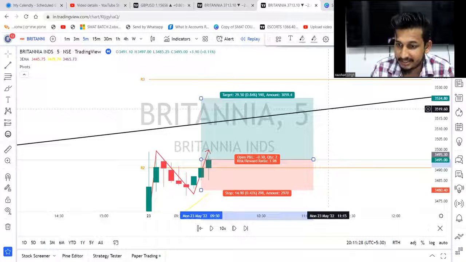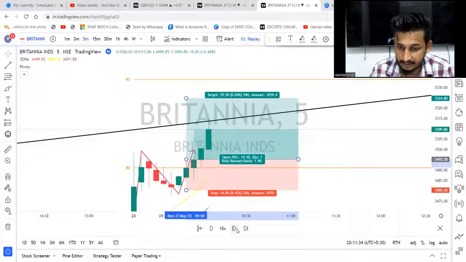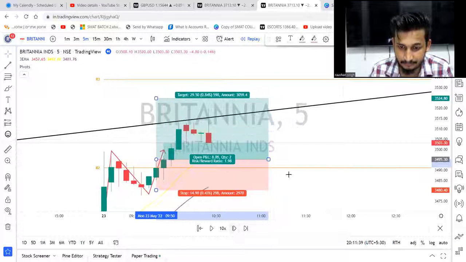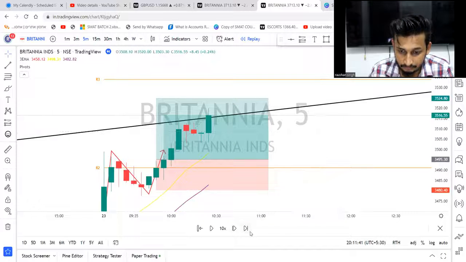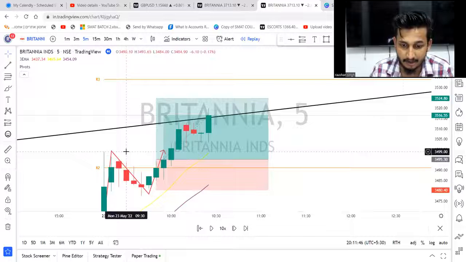In case the market is reversing from this point of time, I can exit like half quantity. So let's have a look at this. It's a great candle. I can continue holding it. Here, I just need one candle to hit my target. It's completely fine how the market is moving.